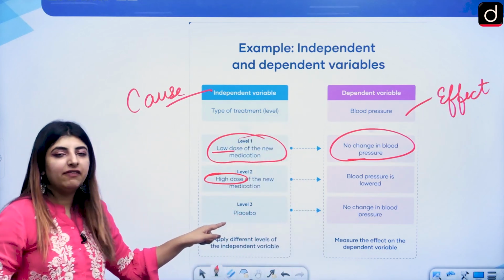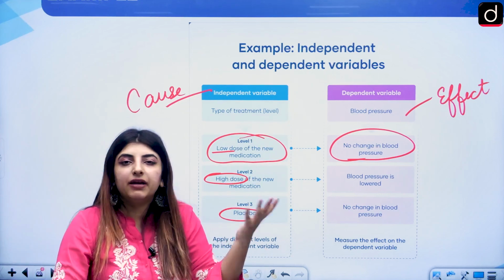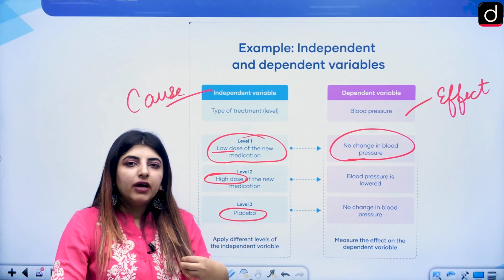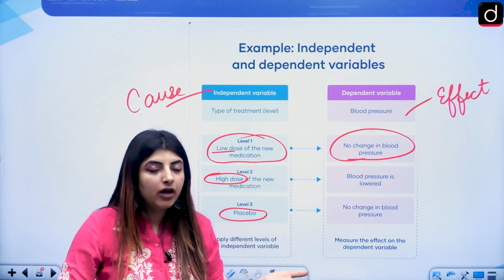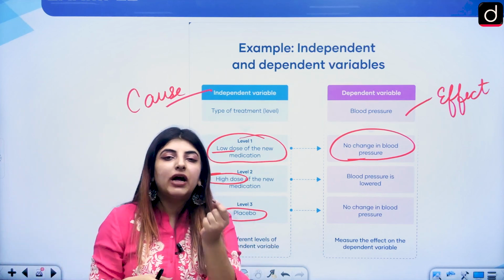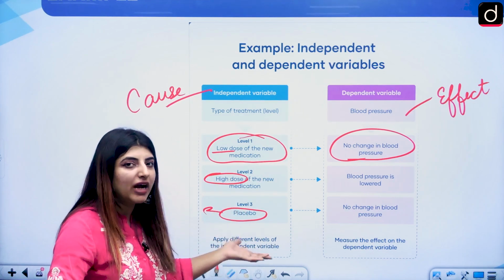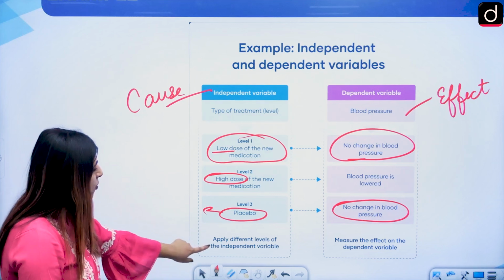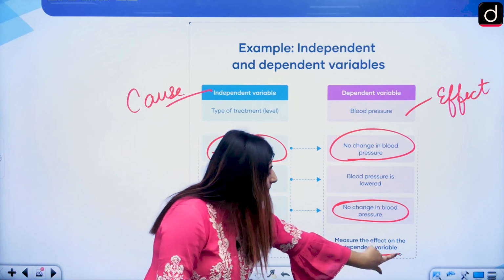Another example on level 3 would be giving them a placebo. Now what is a placebo? Placebo is basically any treatment which is working psychologically. So if you are giving the patient a sugar pill and saying that this is your medicine for blood pressure, you can or cannot see the effect of how the person reacts to that placebo. Here, the patient did not react to that placebo effect. Hence, there was no change in blood pressure which was seen. So, apply different levels of the independent variable and measure the difference in the dependent variable.